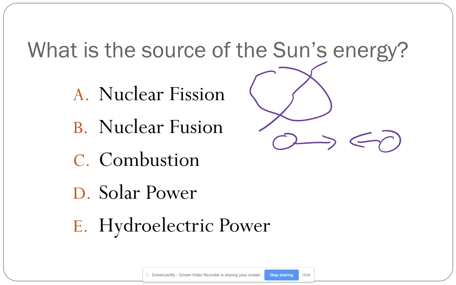Okay, so it's nuclear fusion. It's fusion of stuff. And so we'll study that next class period.